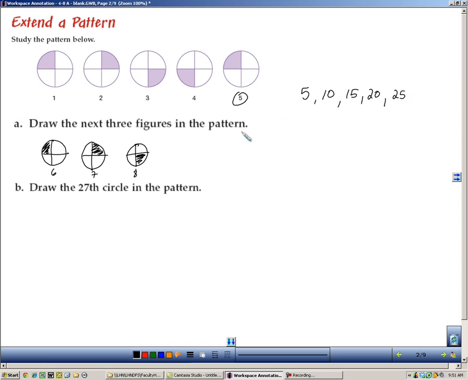So we have to ask ourselves, if this is the 25th circle, that means this one down here, I'll use a different color, this one is going to be the 26th. That'll be 25, 26th. This will be 27. So this is the circle that we're looking for because it will match the 27th. So we'll go down here and we'll sketch that. And based on the pattern that we see, this is what the 27th circle will look like.